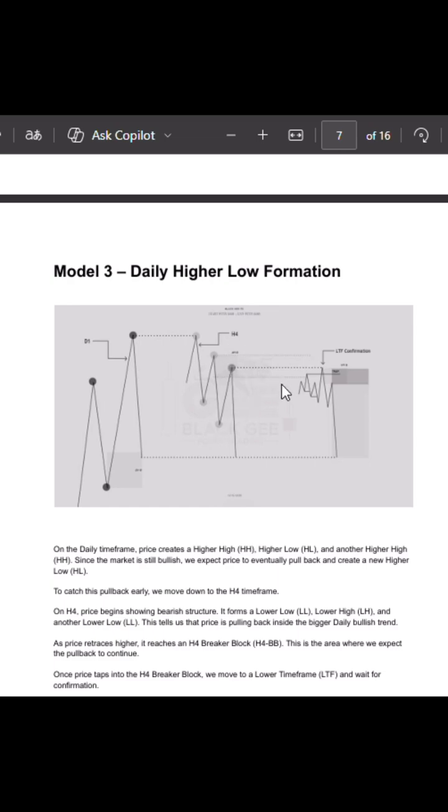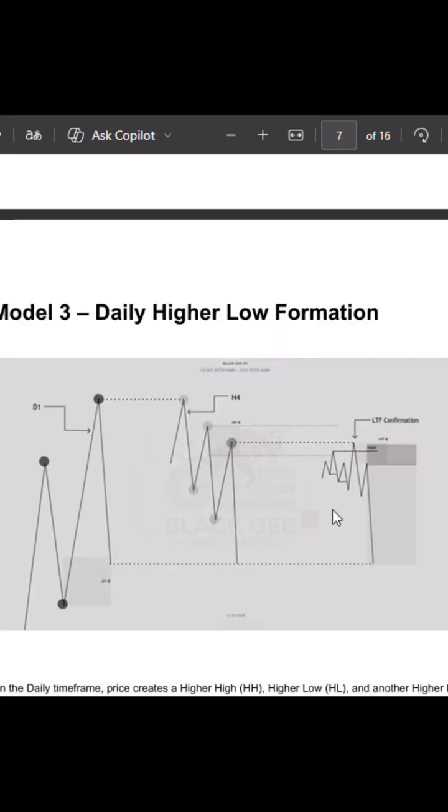So we move to the lower time frame. Any lower time frame, it could be 30 minutes, it could be 15 minutes, it could be 1 hour. But we can see when price taps into the H4 breaker block, we move to the lower time frame. So on the lower time frame, same thing, the same way we look for our entry confirmation.